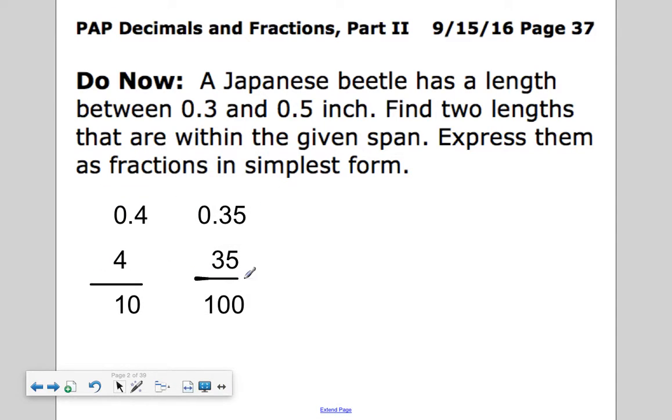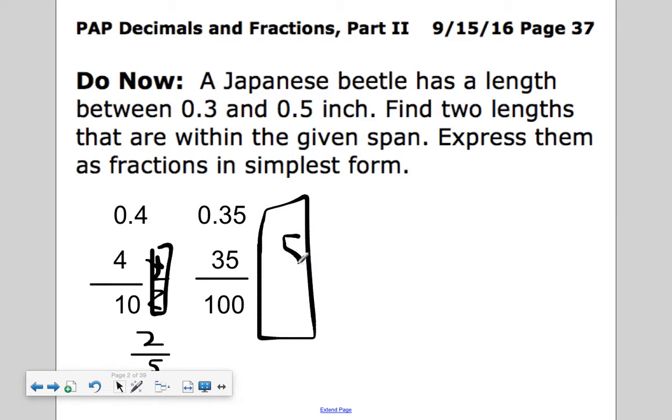So 4/10, 35 hundredths. Can I simplify 4/10? I think I can. I can divide both numbers by 2. So that leaves me with 2/5. And this one, I can divide both numbers by 5. I'm going to rename it and simplify. So that leaves me with 7/20. So 2/5 and 7/20, or 4/10 and 35/100, meet the requirements.